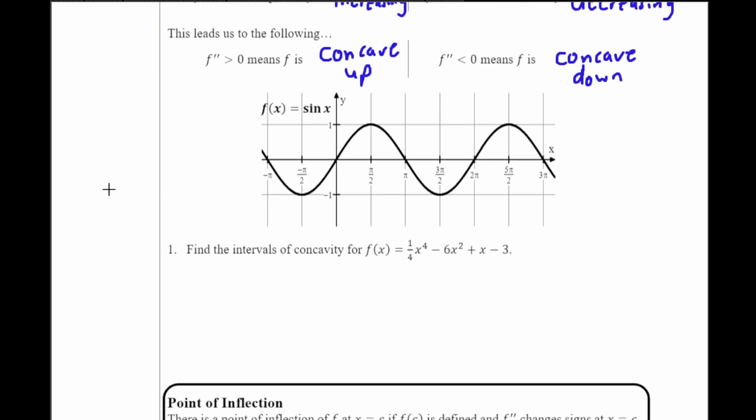If we look at this graph right here, f of x is equal to sine x. See this U shape here? So we know that the second derivative is positive, greater than 0, because it's concave up. Right here you can see it's concave down, so the second derivative is negative, less than 0. Similarly here again, that's concave up. Second derivative is greater than 0. It's concave down. F double prime is less than 0.